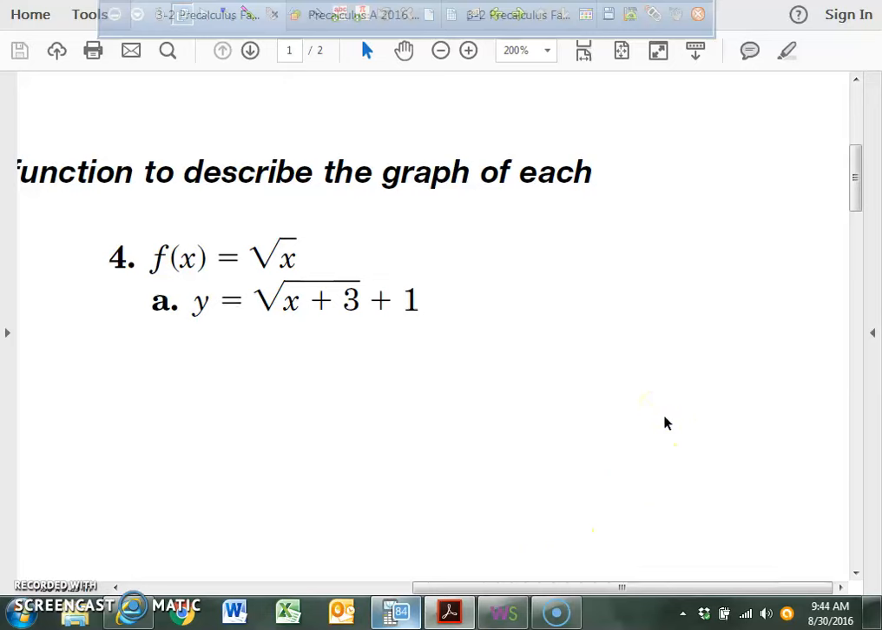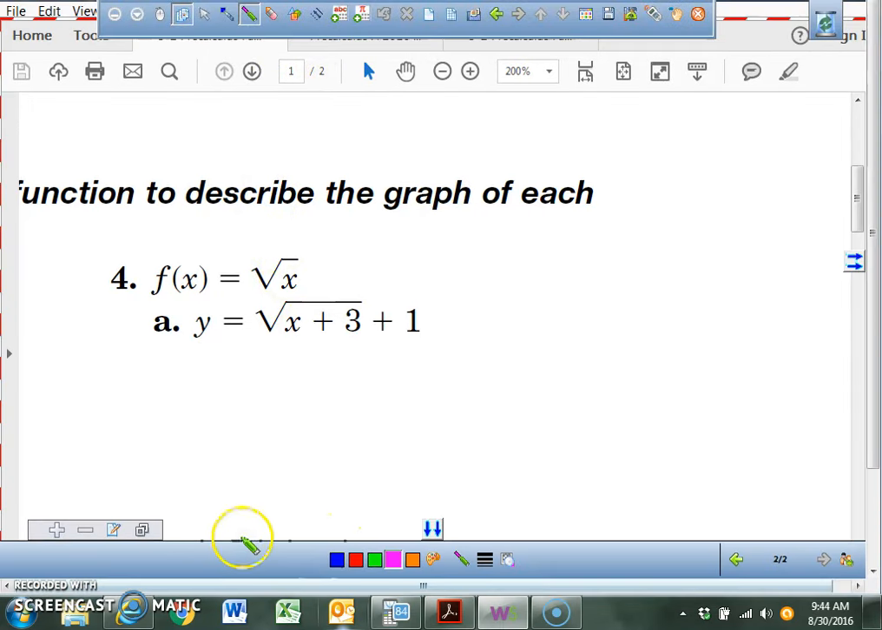Going to do is we're going to slow down today and make sure you guys understand how to describe the transformations that are going on in number 4. All right? I want you guys to look at the original graph, which is f of x equals the square root of x, and we're going to compare all of the new graphs based off of this parent function.